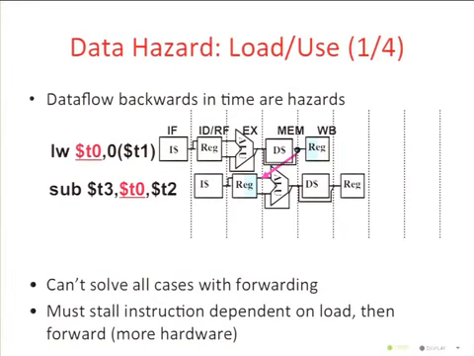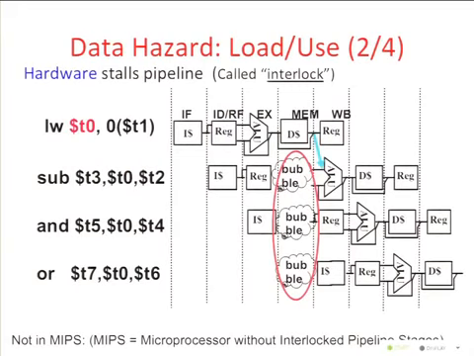So what we do there is, there's a couple things we can do. We can stall the pipeline. This is called an interlock. Basically, if the hardware detects that we're running this instruction, it's going to stall the pipeline for one tick before it lets anyone else do anything else, and then forwarding works. So this is called an interlock.